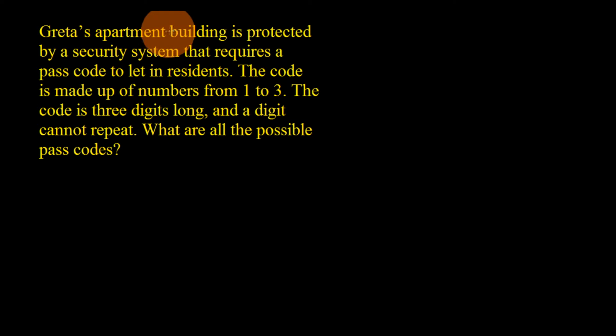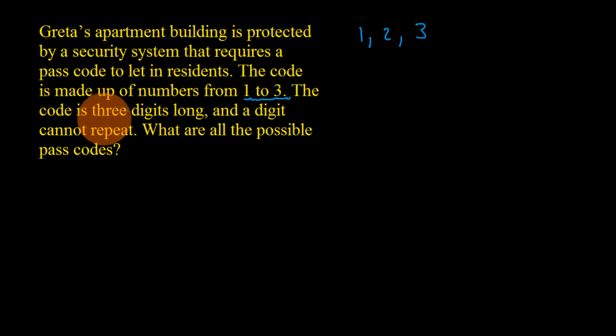Let's go ahead and highlight the key information. This first sentence is what we'd call irrelevant information. It makes a nice story to read about Greta's security code and the code letting residents in, but it doesn't help us solve the problem. So let's go to the content-dense information. It says the code is made up of numbers from 1 to 3. So the numbers 1 through 3 would be 1, 2, and 3. I'm just going to highlight that, and let's make a note over here. We can use the numbers for the code 1, 2, or 3.